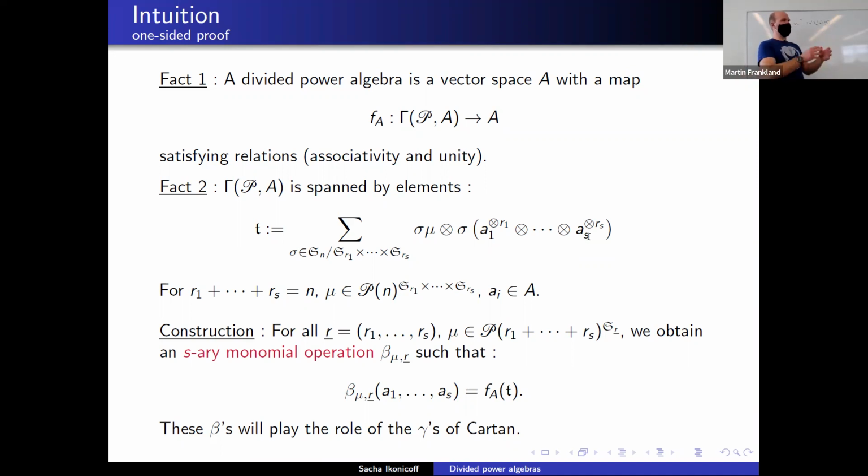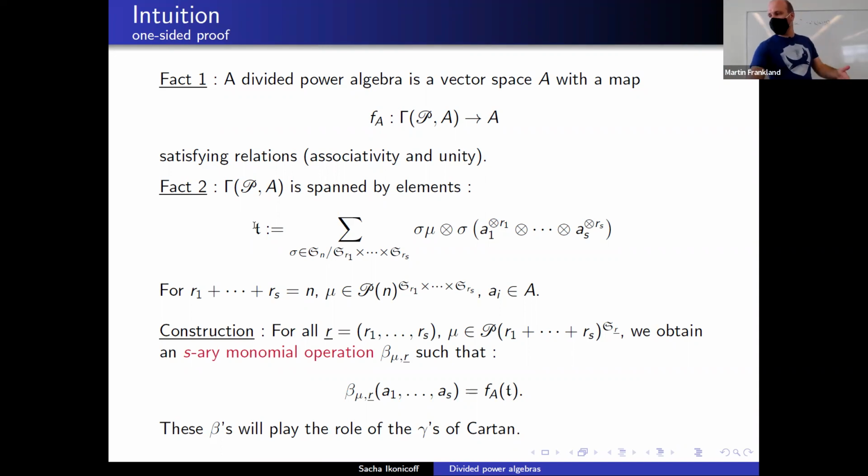Now, if you want to bind them together, you need an operation of arity n. If you look at this tensor first, you can see that it's already invariant under the action of the Young subgroup, sigma R1 times, etc., times sigma RS. So if you suppose that your operation mu of arity n that binds them together is also invariant under this Young subgroup, and you want to build something which is invariant with respect to the whole symmetric group, you need again to sum over a certain quotient, which is represented by shuffles. So for example, I could replace it by shuffle R1, etc., RS. It turns out that those elements generate the vector space gamma P of A. So if I look at the image of those, I know what my map looks like.